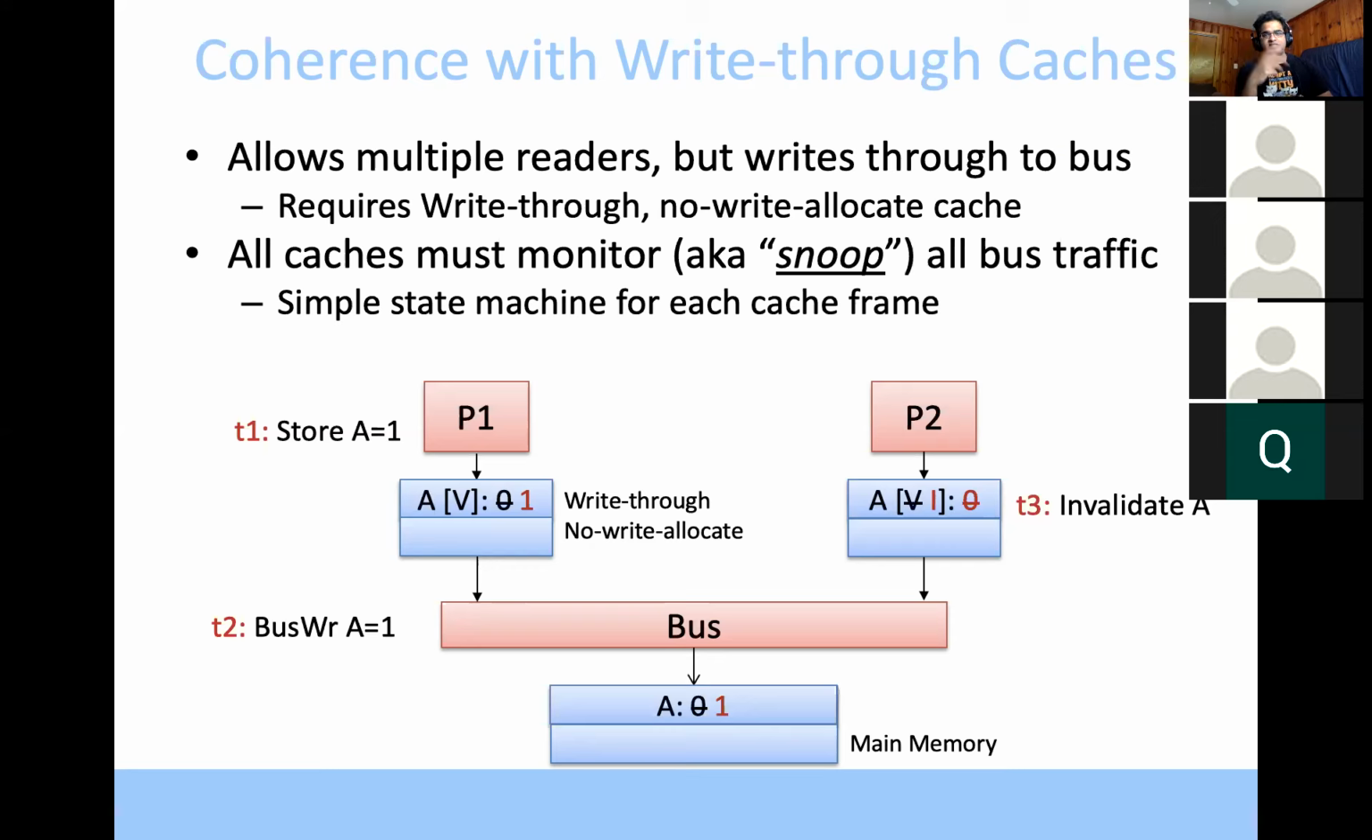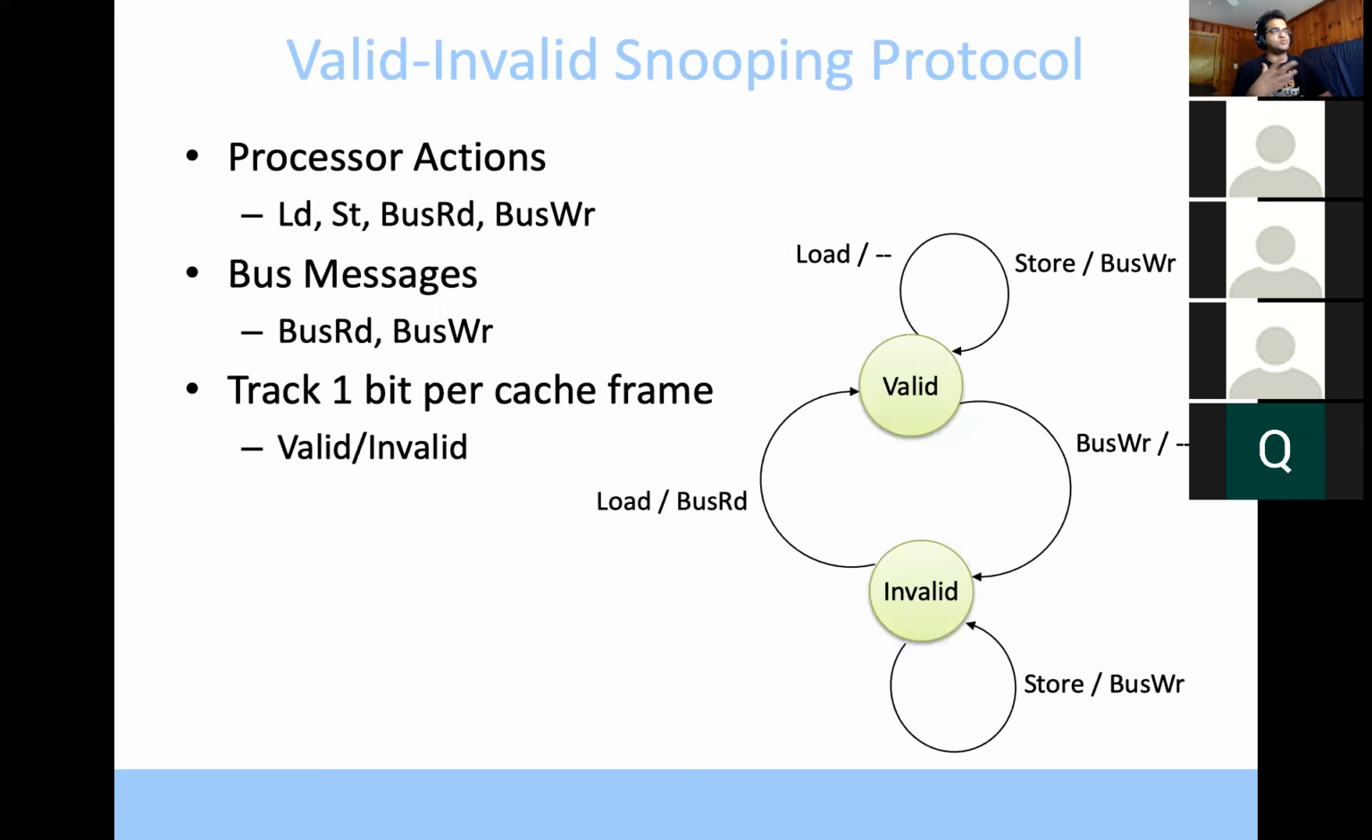But it also means that now P2 has to go and fetch the new value every time, and sometimes that may lead to bad performance. It also means that you need to snoop on all bus traffic all of the time, right? So this is implicit. Like I said, it's a very simple protocol. It can be represented by this state machine.